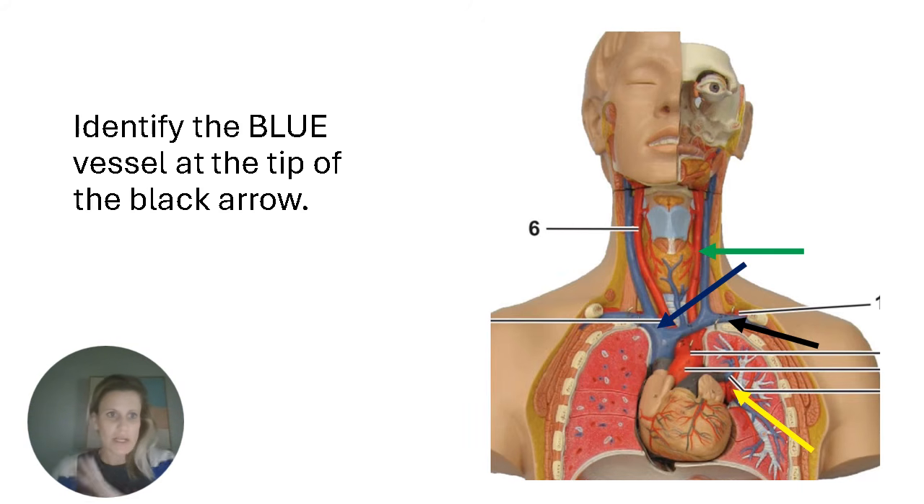Alrighty, last question, guys. The blue vessel at the tip of the black arrow. Remember, we have the brachiocephalic vein, right? And then coming from the neck is the internal jugular vein. Going towards the arm is the subclavian vein. So until we pass the first rib, that is the subclavian vein. We're on the left side. So the answer here would be the left subclavian vein.